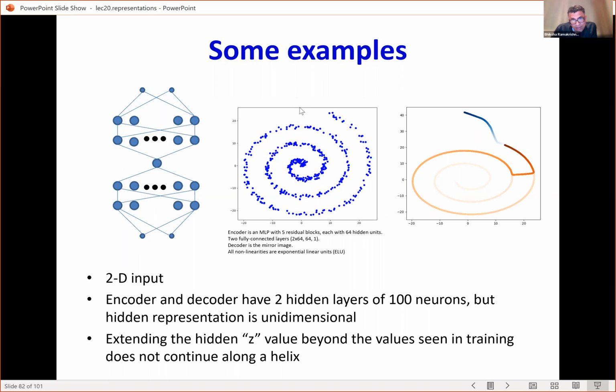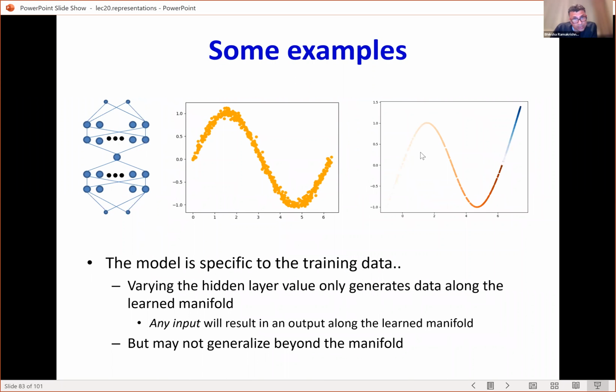If you give it more z values which are not seen in the input, which correspond to hypothetical inputs over here, it doesn't continue to generate the spiral, but sort of goes away. But at least within the region of the spiral, it actually learns the spiral. Or same thing over here.